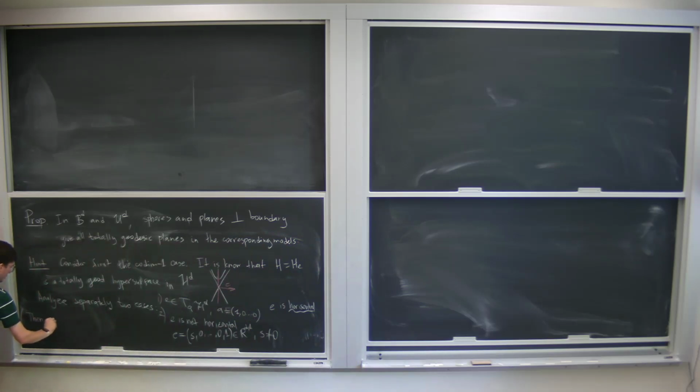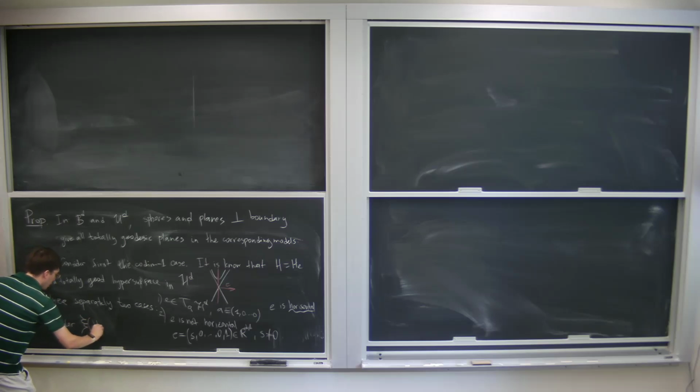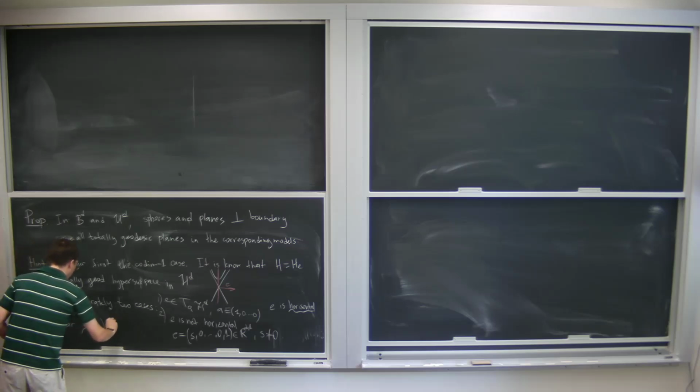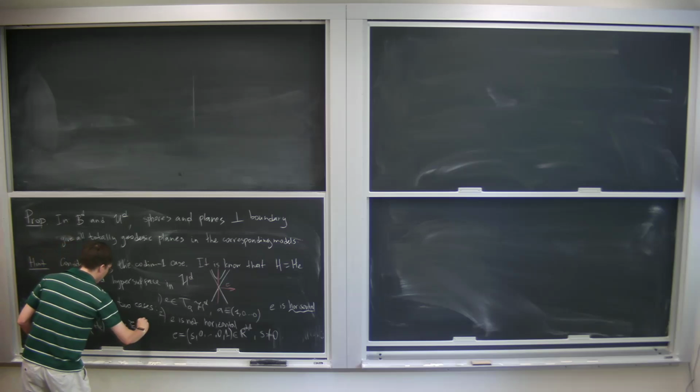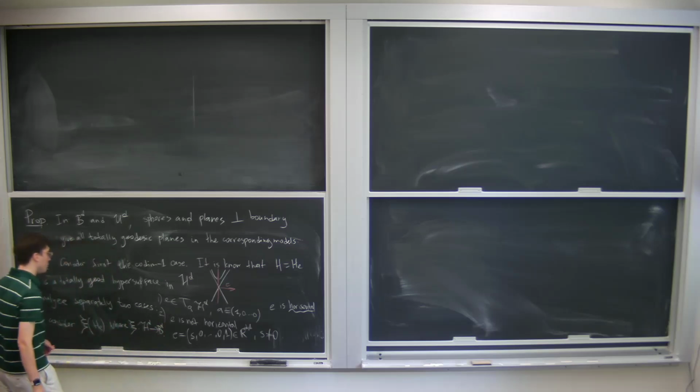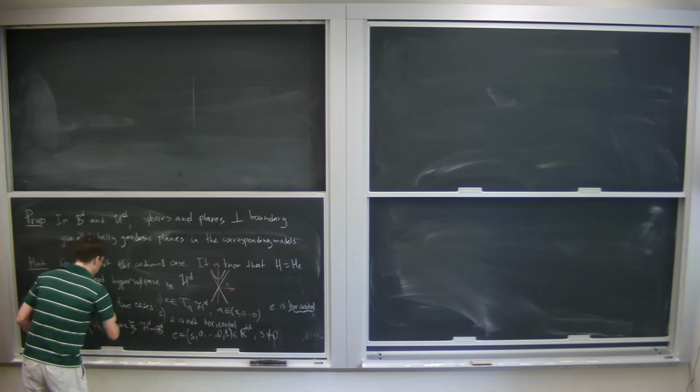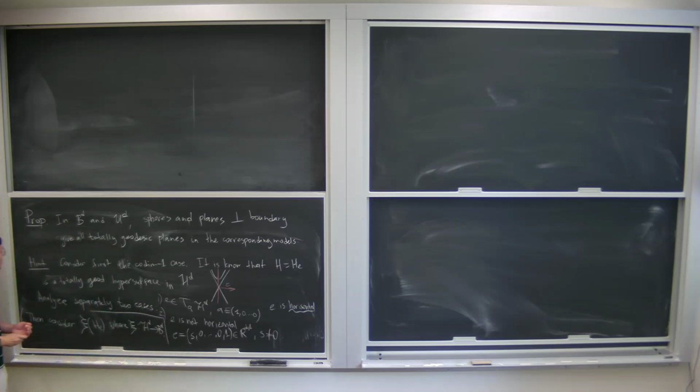Then look at the image. Consider psi of H_E, where psi is this projection from HD to BD. This is the hint on how to show that.